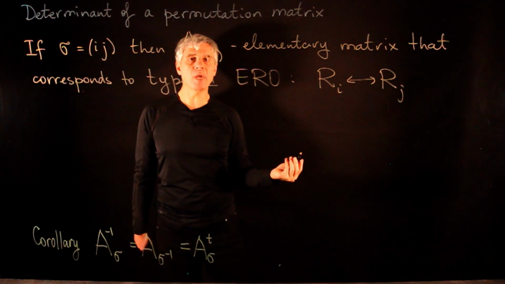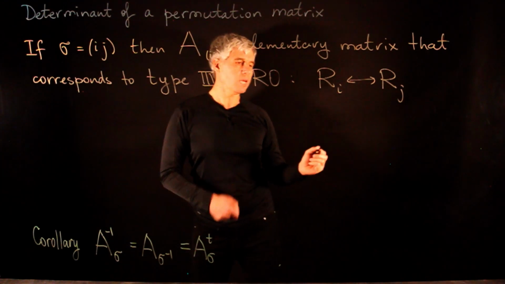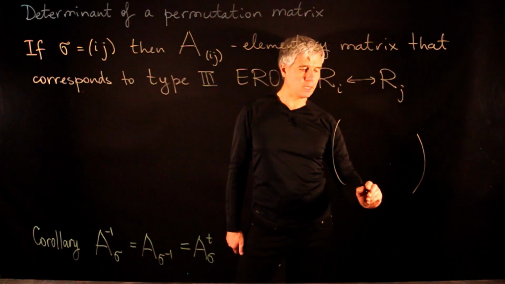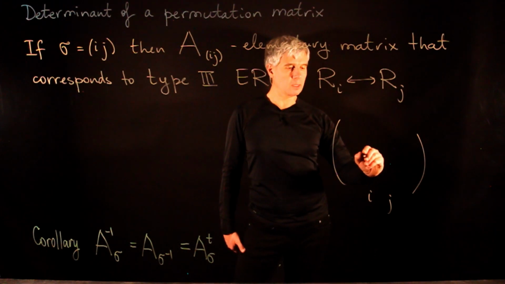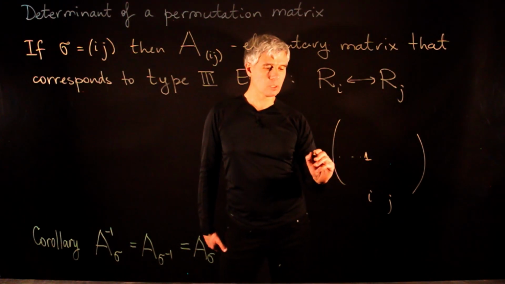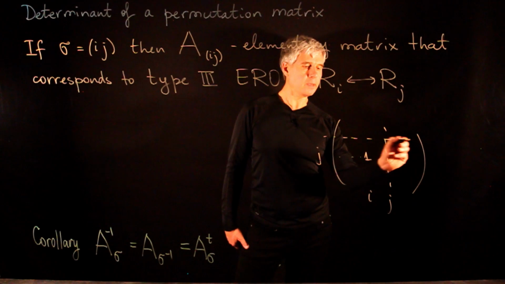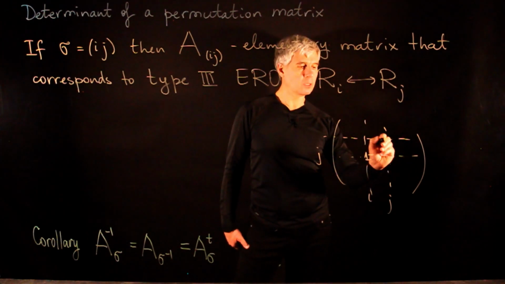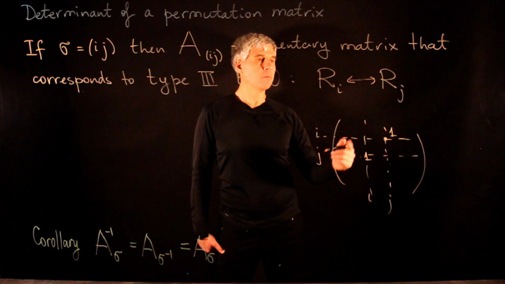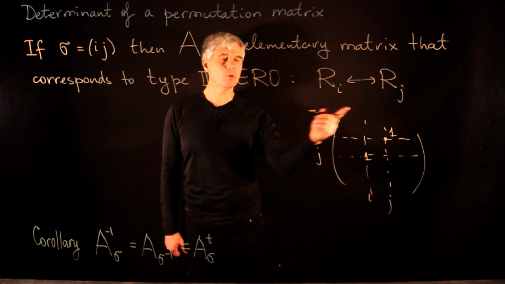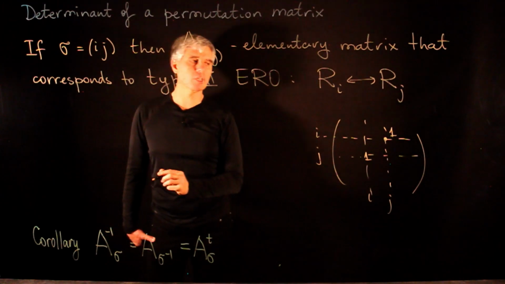So if we take the identity matrix and switch rows i and j, then we are going to get the matrix that will have in column i a 1 in the position which is in row j, and in column j we'll have a 1 in the position which corresponds to row i. So this is the elementary matrix that corresponds to the type 3 elementary row operation, and this is also the permutation matrix that corresponds to the transposition ij.